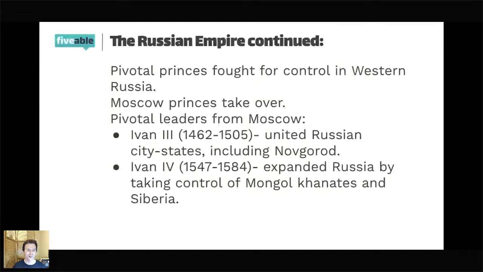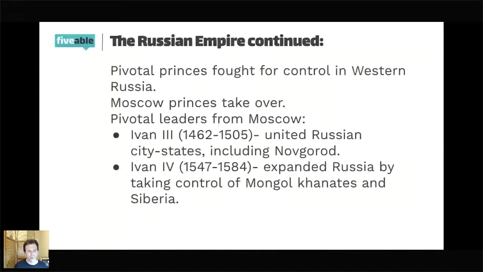So, of the Muscovy or Moscow princes that take over, pivotal leaders coming from the Moscow area: Ivan III, 1462 to 1505, he unites Russian city-states, including Novgorod. He's going to bring them into the Russian fold. Then Ivan IV, 1547 to 1584, he expands Russia by taking control of Mongol Khanates to the east and Siberia.